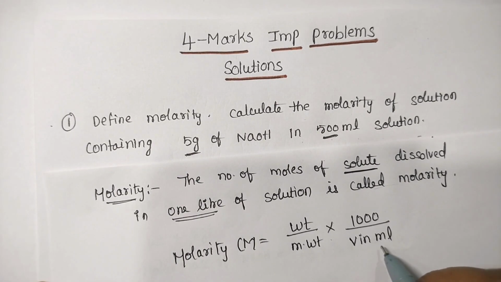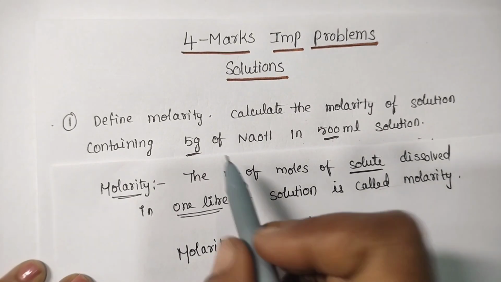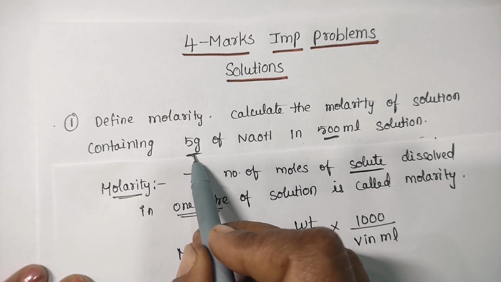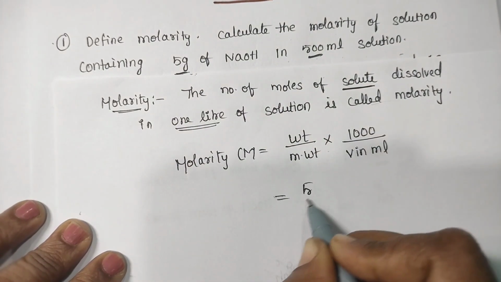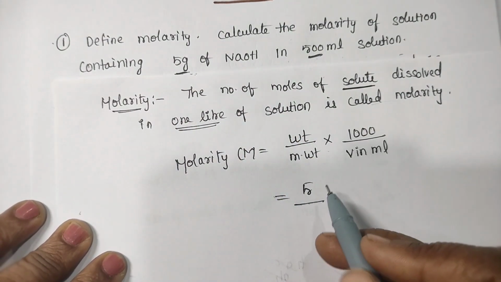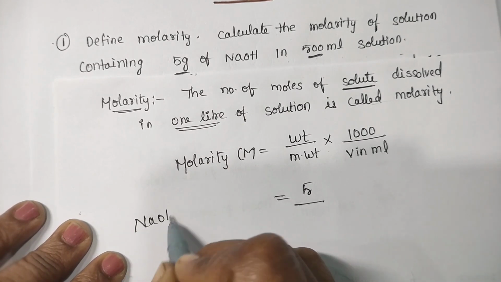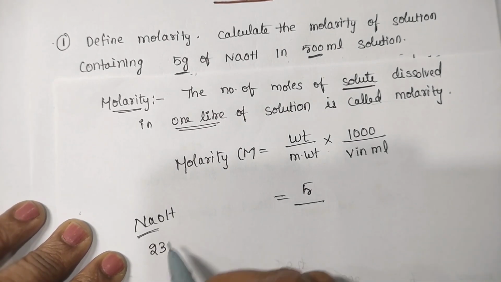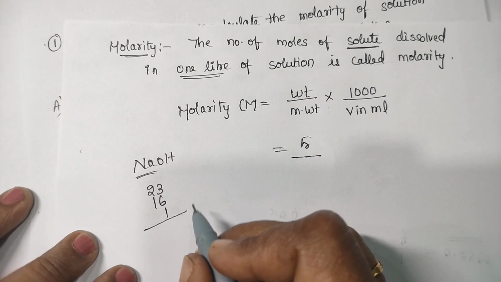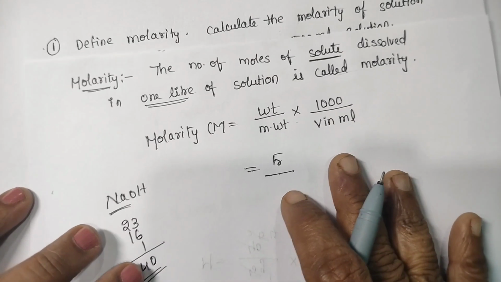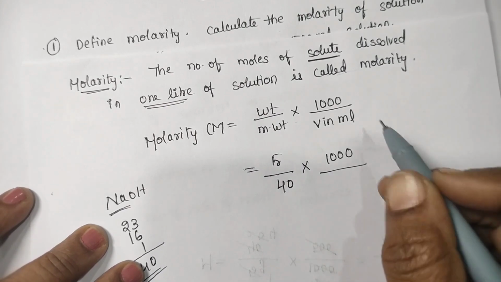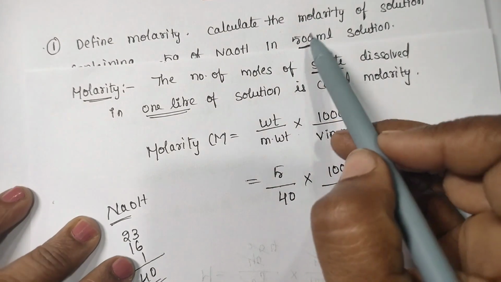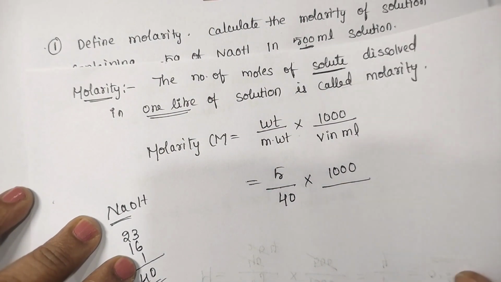This is the solution volume. So now, what is the weight of NaOH? That is 5 grams. So weight will be 5 grams by the molecular weight of NaOH. NaOH: Na, sodium 23, oxygen 16, hydrogen 1, so total will be 40. So here 5 by 40 into 1000 by the volume, which is 500 ml.